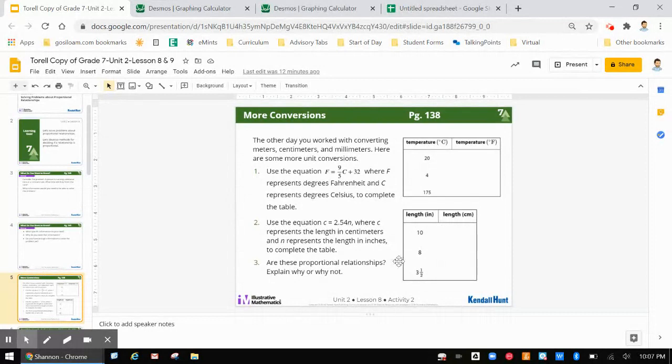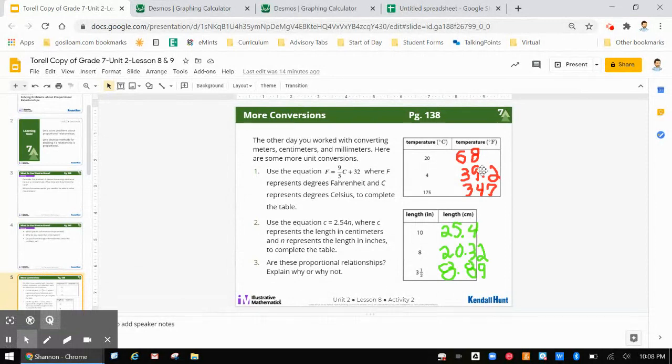When looking at these, let's go ahead and write them in real quick. So we have our numbers written in. We can look at these equations and tell if they're proportional relationships or not. Is there just one multiplier? Can we multiply 20 by anything to get 68? Well, we can. But with that same number, could we multiply 4 by to get 39.2? Or 175 by to get 347? So let's check it real quick.